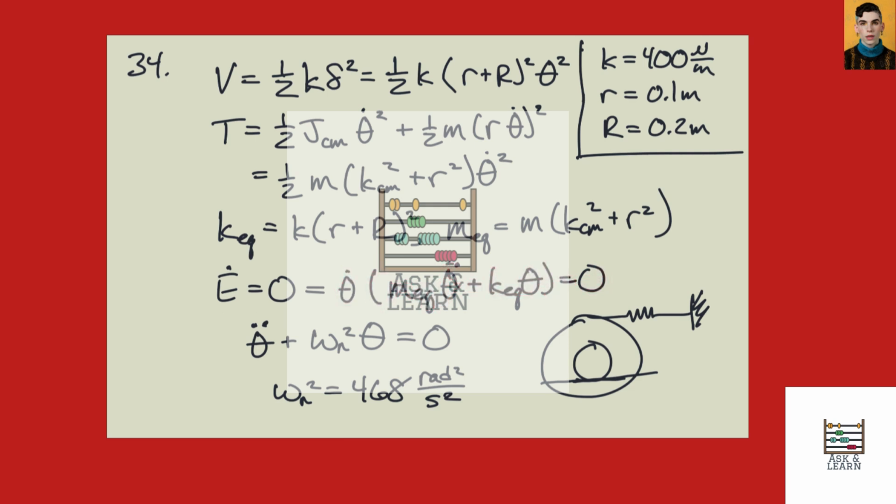And again, since this must be true for all time, either theta dot must be 0 for all time, or this other factor must be 0 for all time. Well, the first is the case where it's just static, so we're not interested in that. So we're interested in this case, so this must be 0. We can divide through by M_EQ, and then that becomes theta double dot plus omega n squared theta equals 0. And omega n equals the square root of K_EQ over M_EQ.